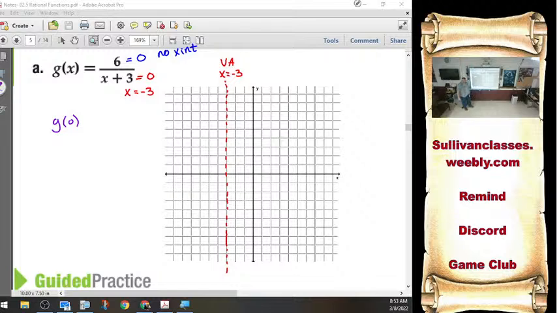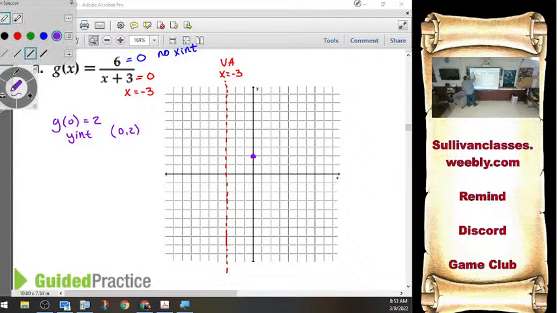I can also find y-intercepts. What's g of 0? Toss a 0 in for x. C over d is 2. So I have a y-intercept at 2. Do you want us to write that as a coordinate pair? Because I wrote g of 0 as 2, technically that is my answer, but if you want to write it as the coordinate (0, 2), that's also good.